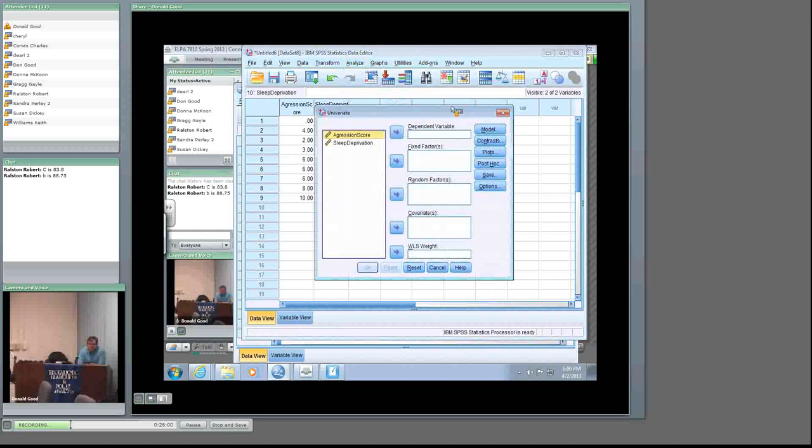And I'm going to get the two boxes. The two boxes in the right part of the window I'm going to pay attention to are the first two. First of all, what's the dependent variable? That's usually the easiest one to get out of the way. That's what happens at the end of things. That's what you're measuring at the end. That's the aggression score. So I'm going to move aggression score into dependent variable.